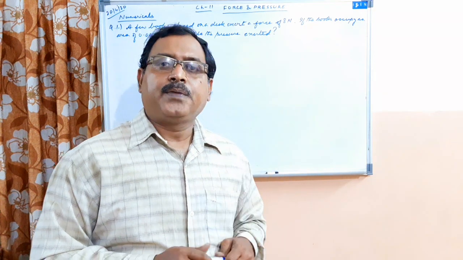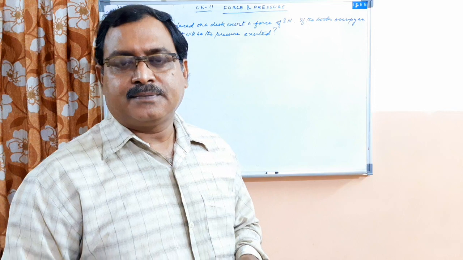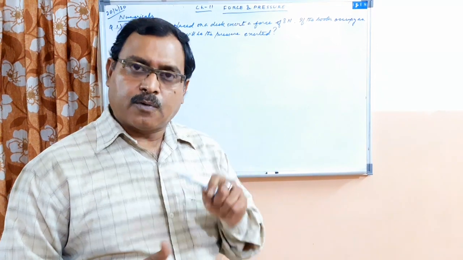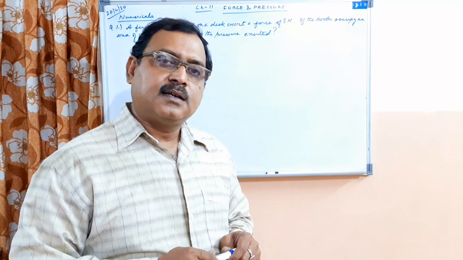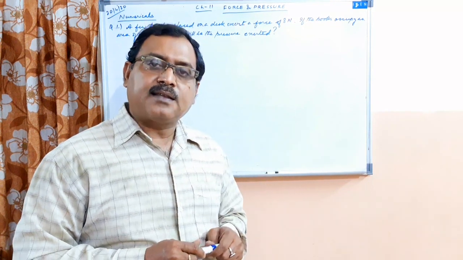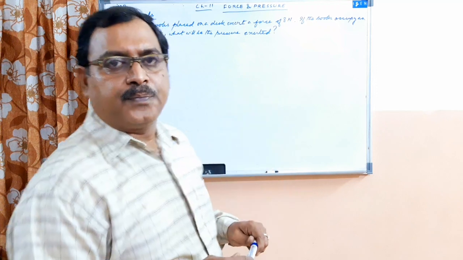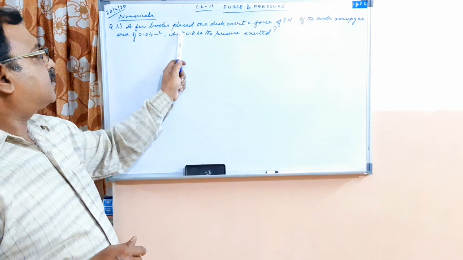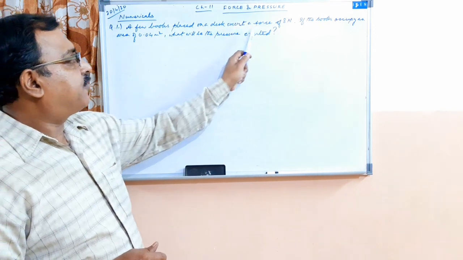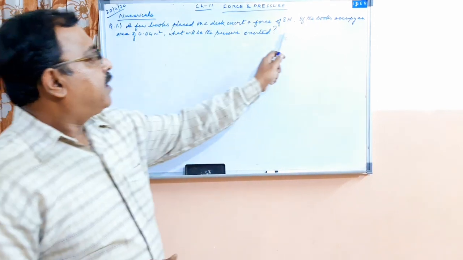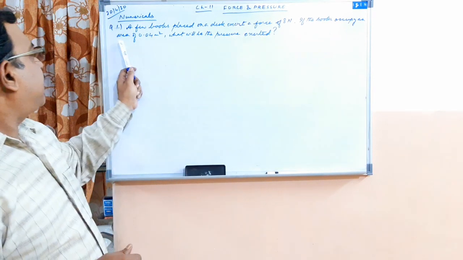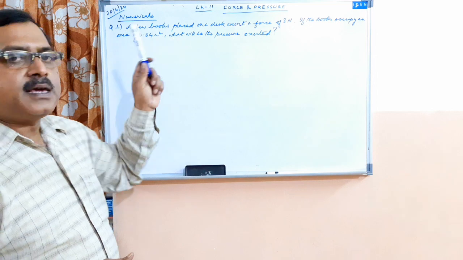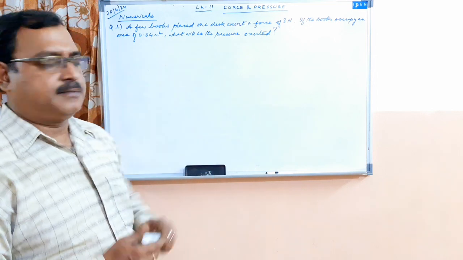And now today, I will do some numericals. Right? So the first numerical, this is from your book. After the exercises, a few numericals are there. So the first question I have already written. The first question states, a few books placed on a desk exert a force of 8 Newton. If the books occupy an area of 0.04 meter square, what will be the pressure exerted?